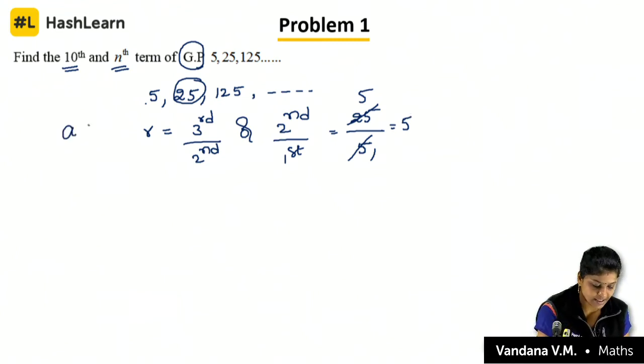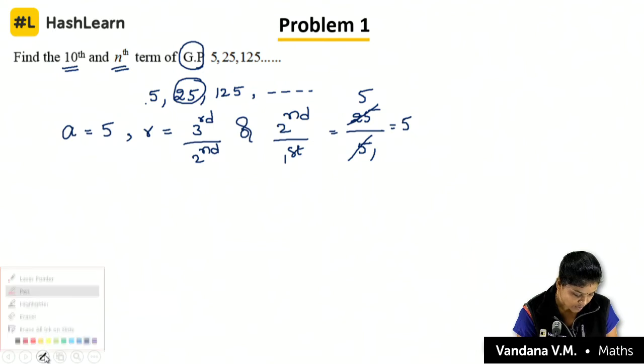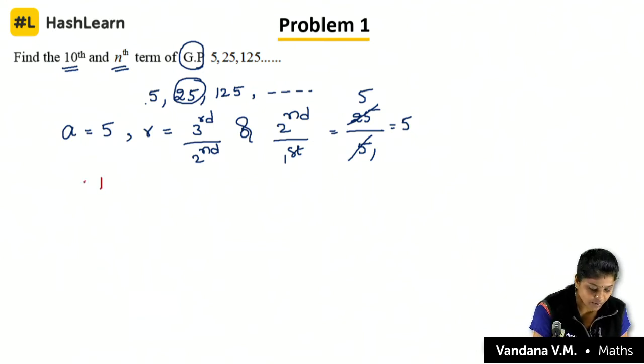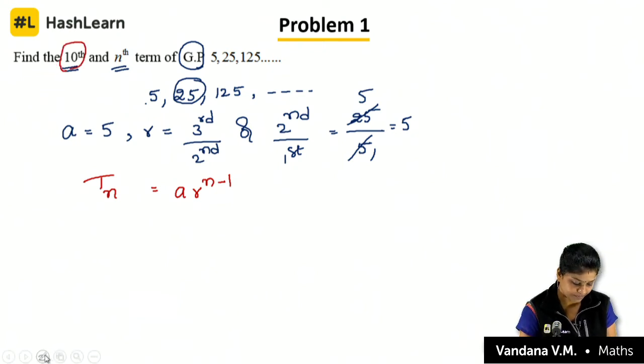And A is the first term. What is your first term? That is 5. I know the first term, I know the common ratio. So whichever term you want, tell me, I can easily find it, because I know how to write my nth term. How to write my nth term? The Tn formula is A r power n minus 1. I would like to find the 10th term.